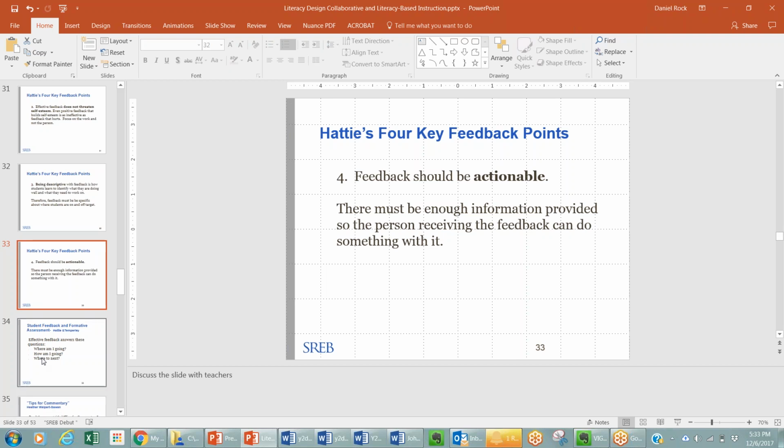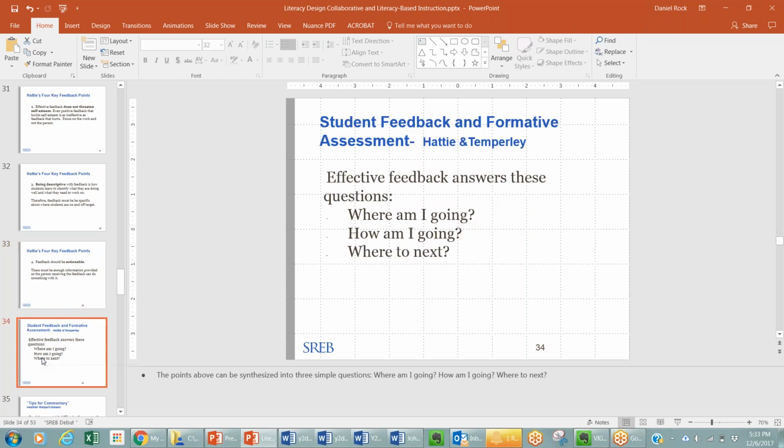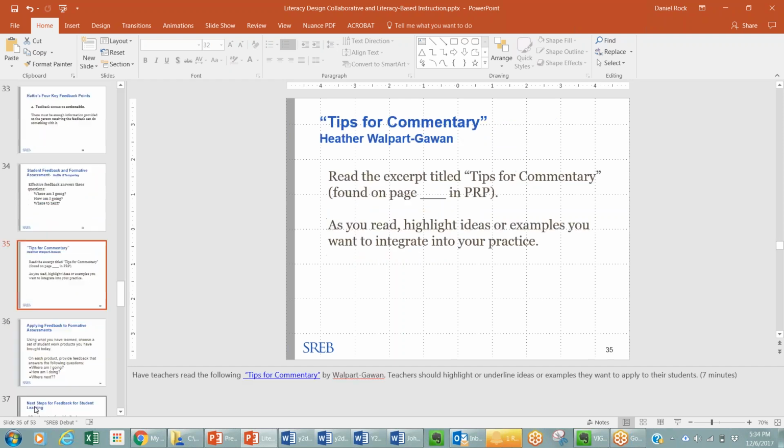But no one's going to remember all that stuff I just said. So we want to have 3 key questions. All of that research is synthesized into these 3 questions. Where am I going? How am I going? And where next? If we can address these questions when we get feedback, we're going to have that high effect. It's going to make a big difference.